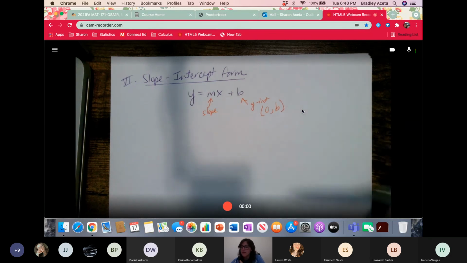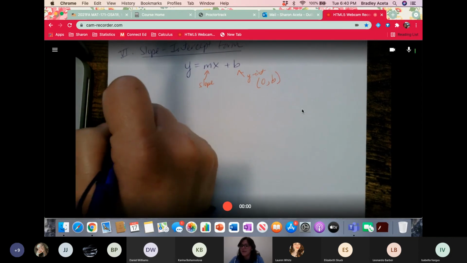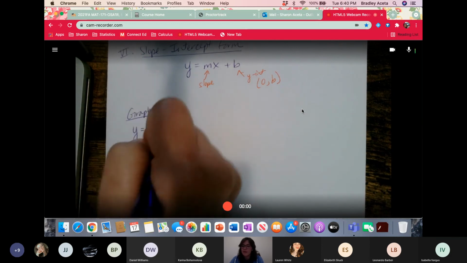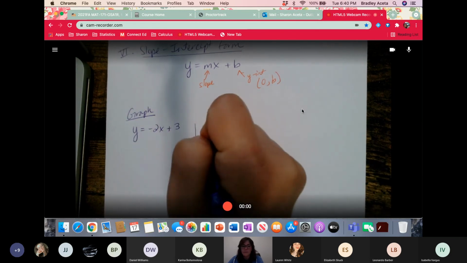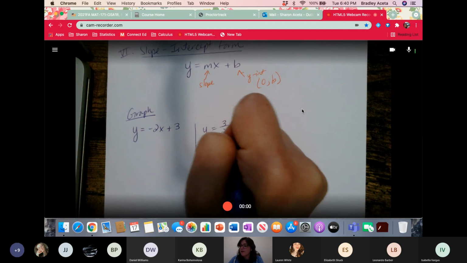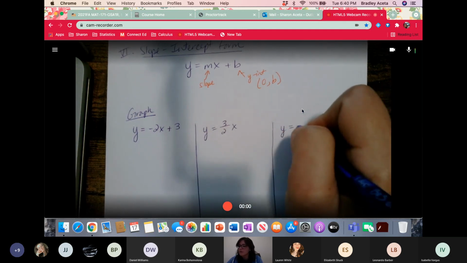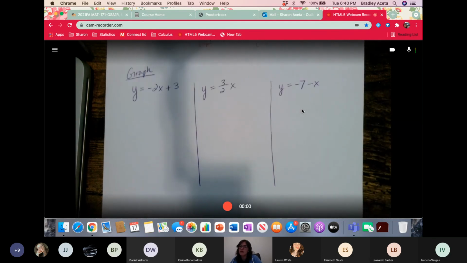And we're going to just practice graphing a few of these. Again, I know you can do this on your calculator, but I just want to make sure that you can feel even more confident by doing it out by hand. But if I gave you y equals negative 2x plus 3, and then y equals 3/2 x, and then y equals negative 7 minus x. Okay, and again, I'll show you how to put them in the calculator in a minute, but I'm sure you can all figure that out.